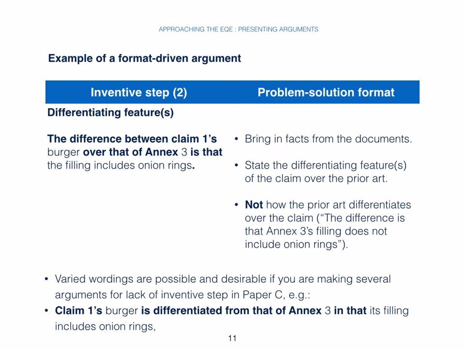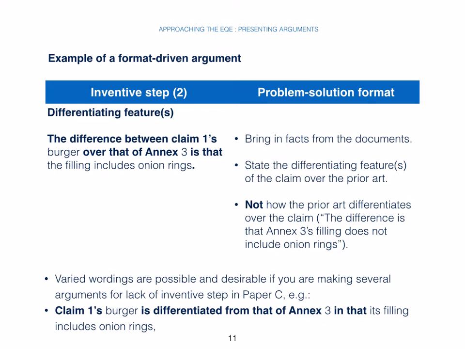So you can have different ways of saying the same thing, providing you include the facts which make the factual difference. So you have to bring in the facts from the documents, you have to state the differentiating features of the claim over the prior art, and you are not supposed to state how the prior art differentiates over the claim. In other words, you don't say the difference is that Annex 3's filling does not include onion rings.